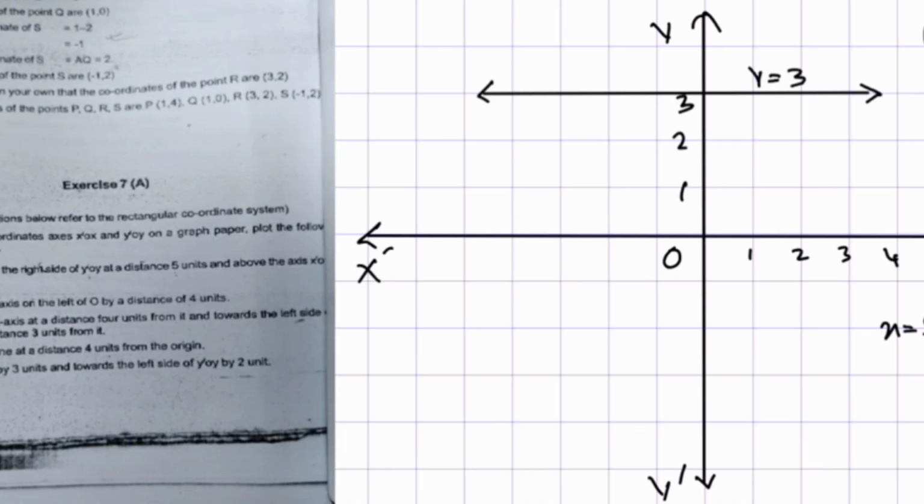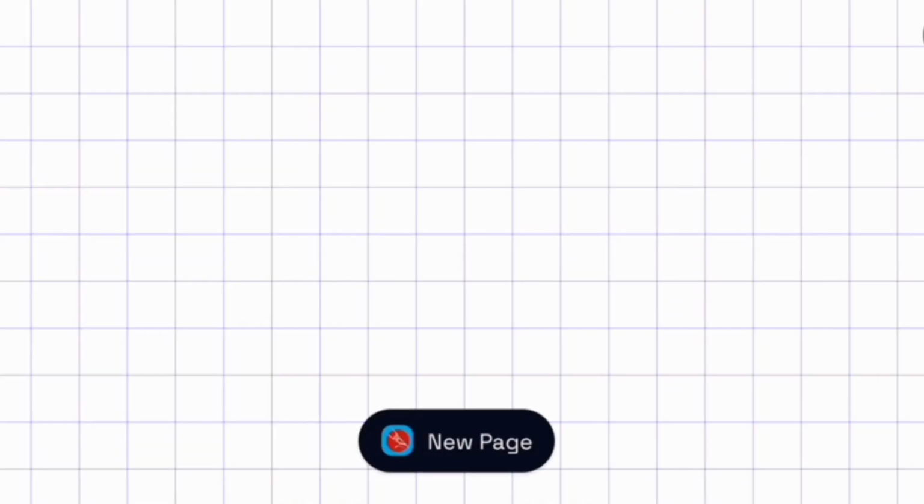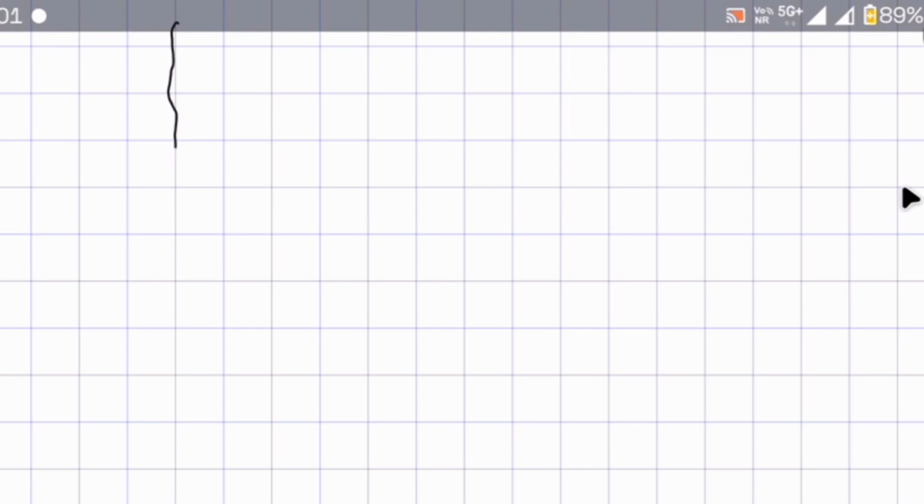Next, on the x dash o x axis, on the left of O, x dash o x on the left of O by a distance of 4 units. So this one is created on this side, 4 units. Now take a Cartesian plane, this one is the Cartesian plane.